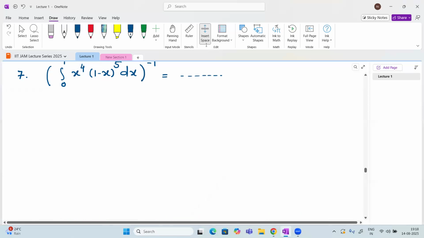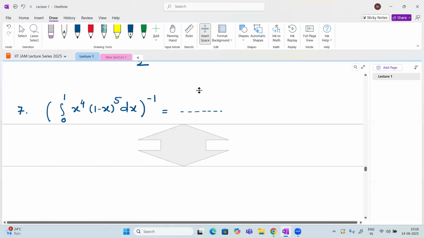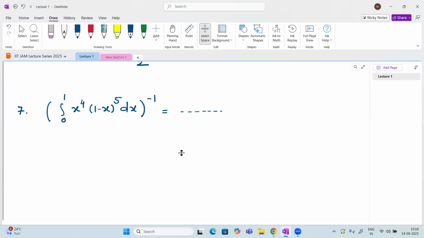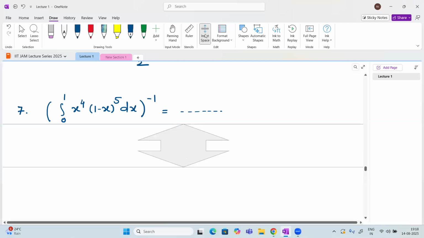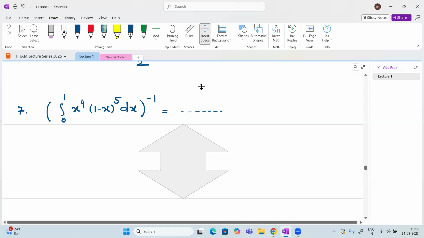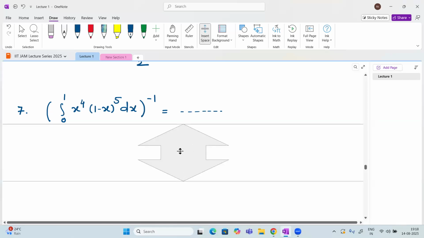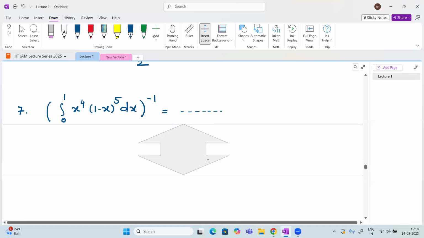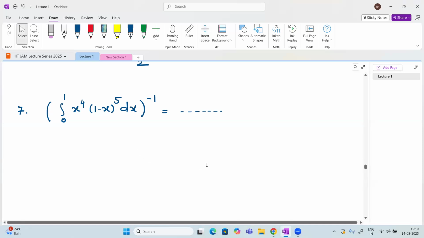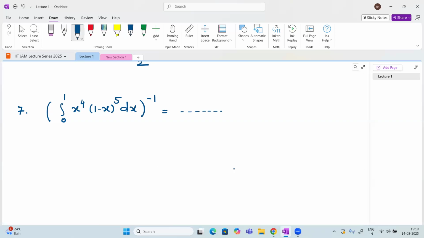What do you think? How shall we solve this one? First, we will solve the integral, then we will inverse it. Okay, but how to solve the integral? That is the first question. Okay, I will write down whatever you have. It is like a beta function, I think. Yeah, you are right. It's an example of beta function.